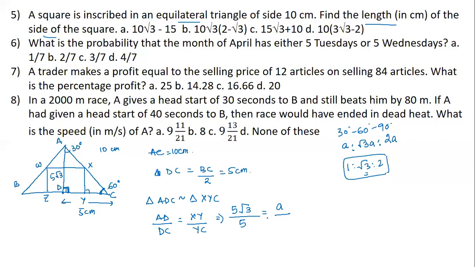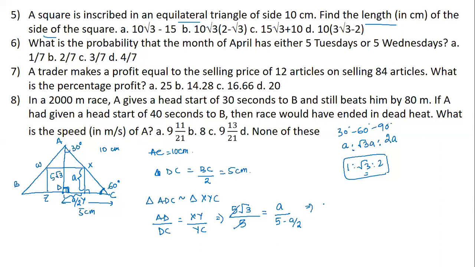And what is YC? YC is basically DC minus DY. Now this entire thing is A, then this part would be A by 2. So DC is basically 5 minus A by 2. Okay, so this side gets cancelled.